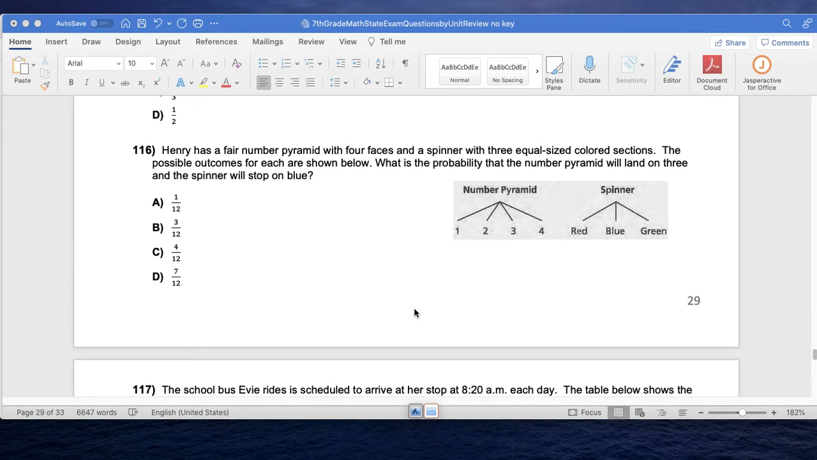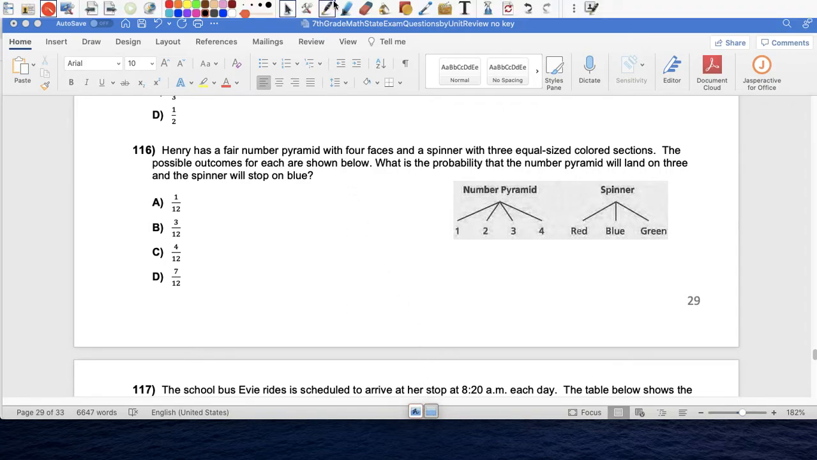116. Henry has a fair number pyramid with 4 faces and a spinner with 3 equal sized color sections. The possible outcomes for each. Okay, what's the probability that the number pyramid will land on 3 and the spinner will land on blue? The probability that the pyramid will land on 3 is 1 out of 4, right? The chance of you getting this number on the pyramid is 1 out of 4.